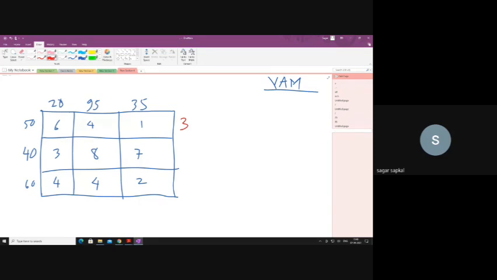What is the penalty in the next row? What is the smallest cost cell? 3. Next smallest, 7. Difference between these two.